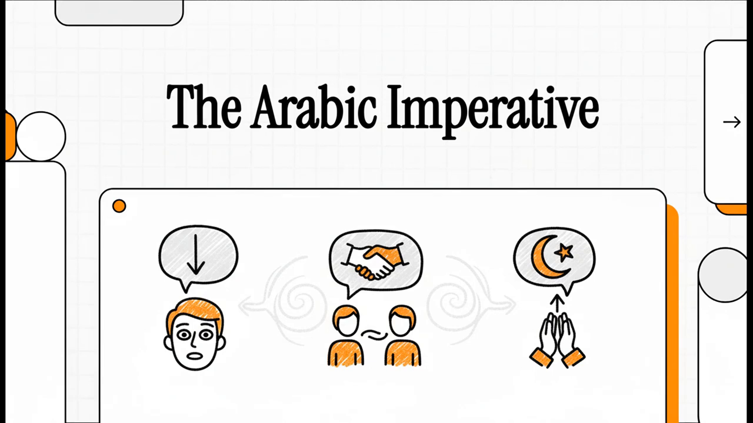All right, welcome. Today, we're going to dive into one of the most dynamic and, honestly, powerful forms in the entire Arabic language, the imperative verb. You might know it as Fe'l Amr. And trust me, it does so much more than just tell people what to do.